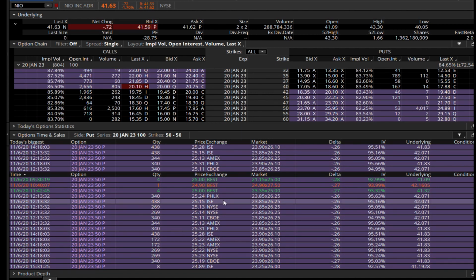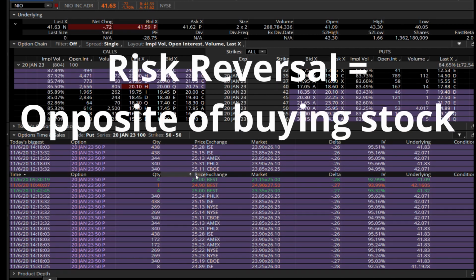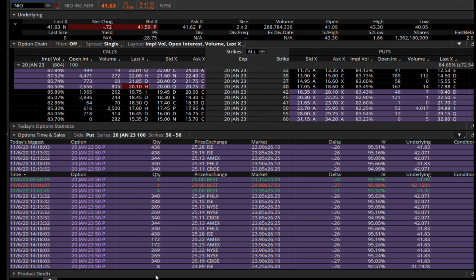What can we see in time and sales? I did it by just the 50 put, and there's not that many trades. And so we can see, if we look at the time frame, there are two batches of trades that were done at 12:13 and at 2:18. So those are the puts.